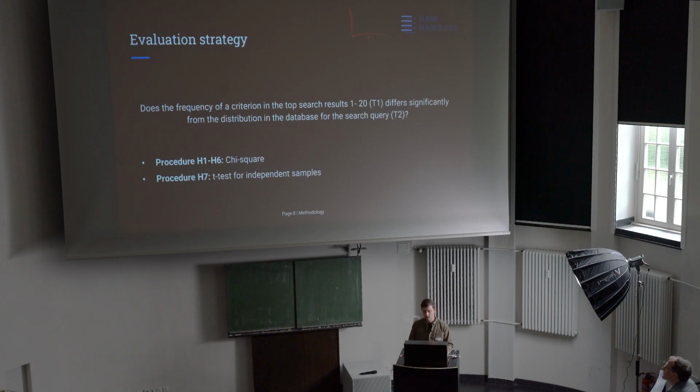And because the data for our first 6 hypotheses had a nominal data level, we do a G-squared test, and for the seventh hypothesis, we had metric data level, so we have to do a t-test for independent samples to know whether their correlation is significant or not.